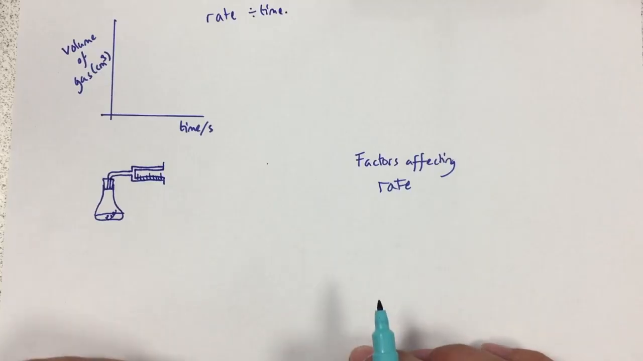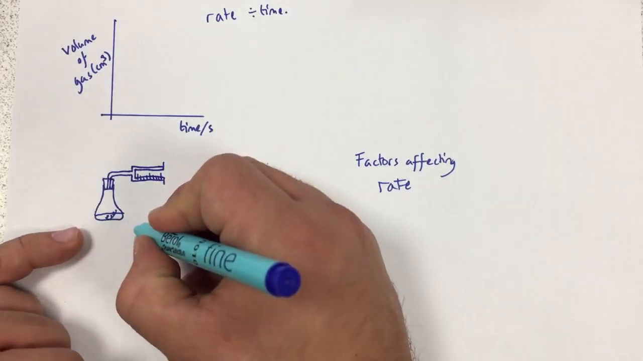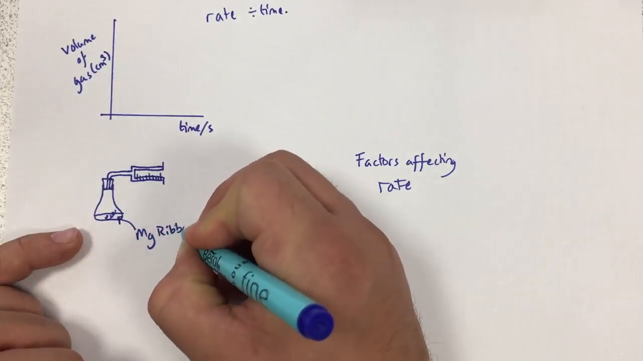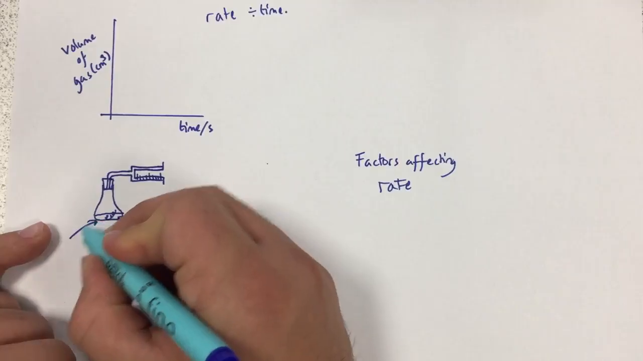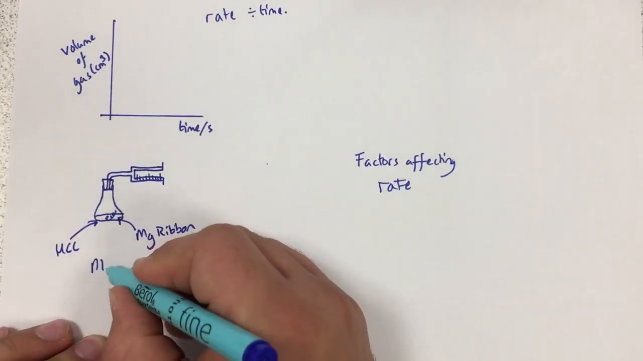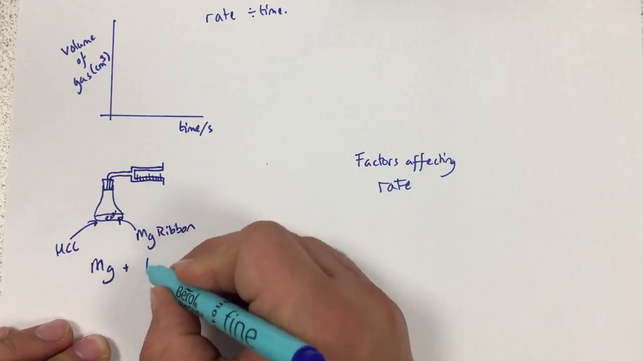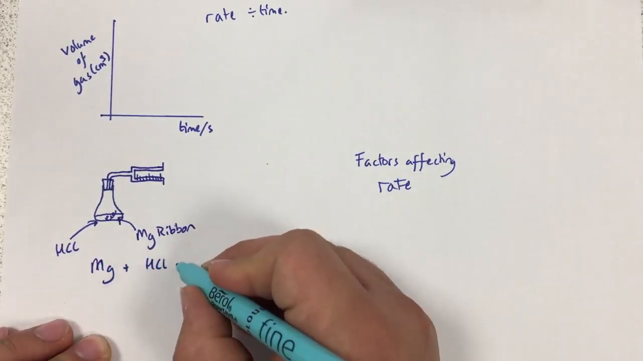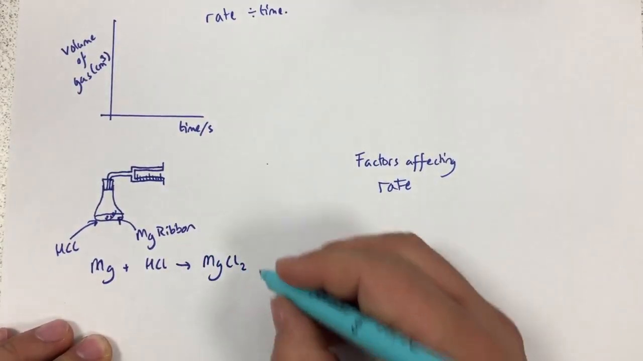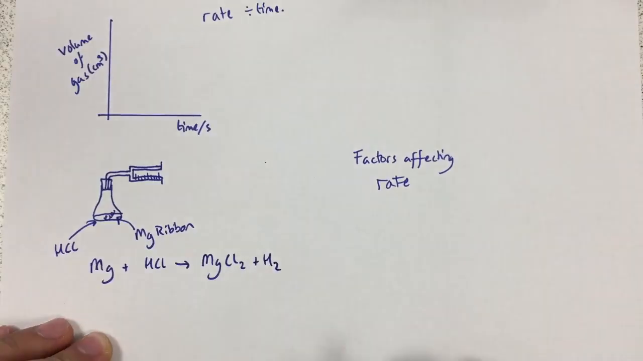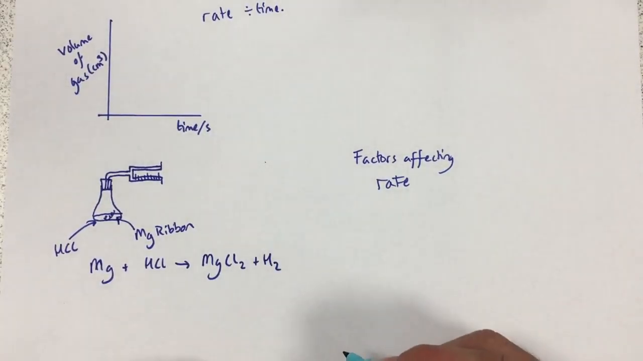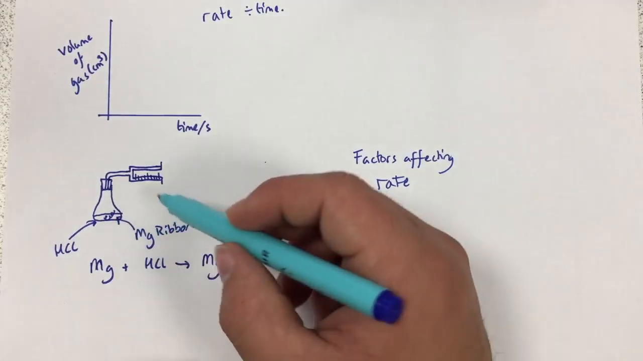Now, one way of measuring rate of reaction is if we do an experiment where we have magnesium ribbon and we add hydrochloric acid to it, as an example. We're going to have magnesium plus HCl, and we will make magnesium chloride as our salt and hydrogen gas. The hydrogen is a useful bit because I can measure the volume of gas that is produced, and I can use the equipment as suggested.